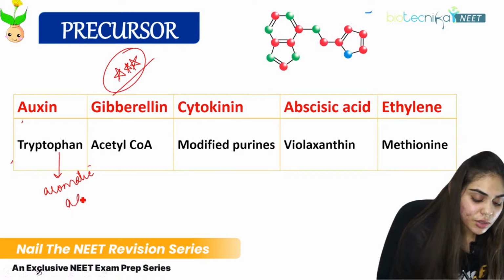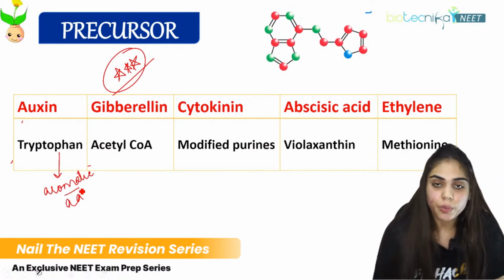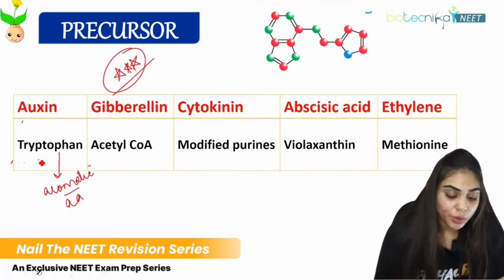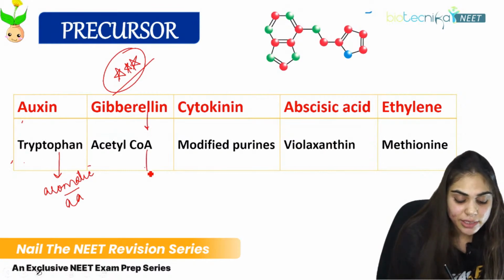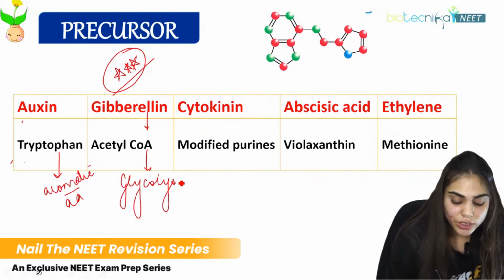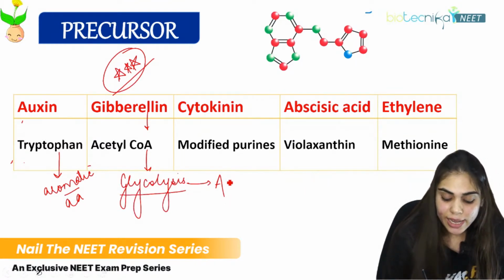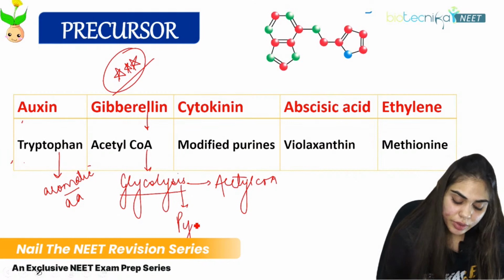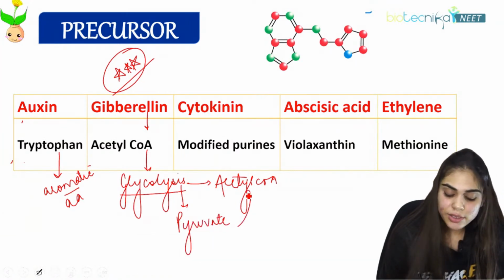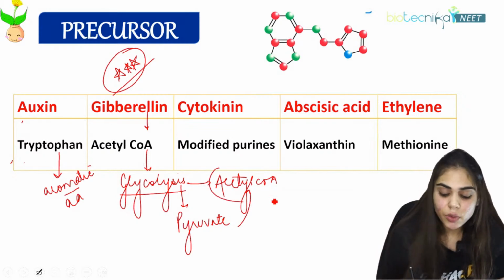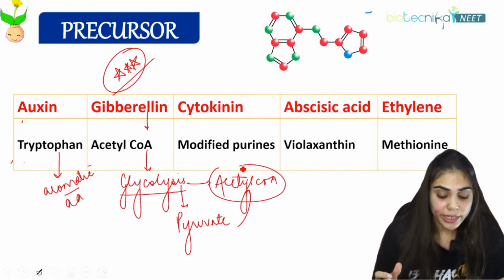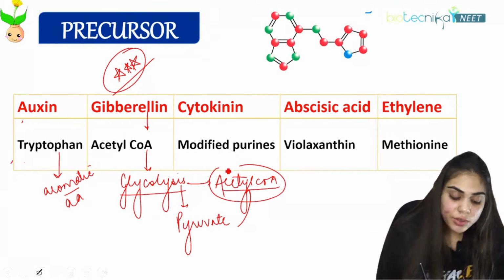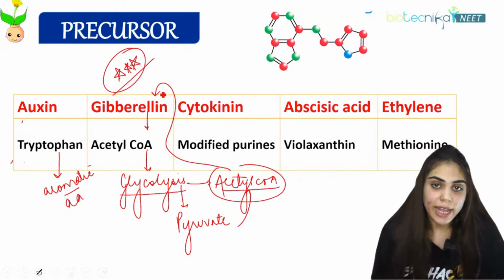So how is auxin formed? It is always formed from the precursor that is called tryptophan. It is an amino acid. And for gibberellin, it is acetyl-CoA. You all know that glycolysis is one step in respiration, and after it you get acetyl-CoA. Firstly, pyruvic acid is oxidized to acetyl-CoA. So we can say that acetyl-CoA is a connecting link between glycolysis and the Krebs cycle. Now this acetyl-CoA is responsible for the formation of gibberellic acid or gibberellin.